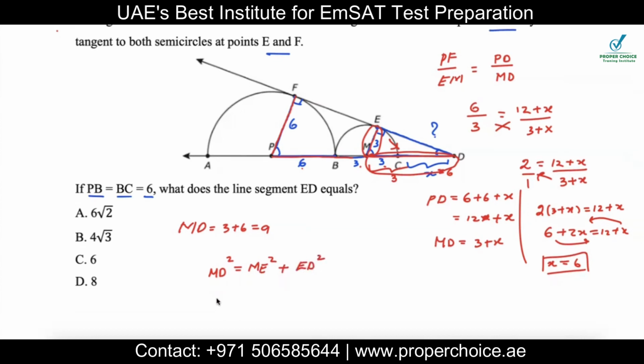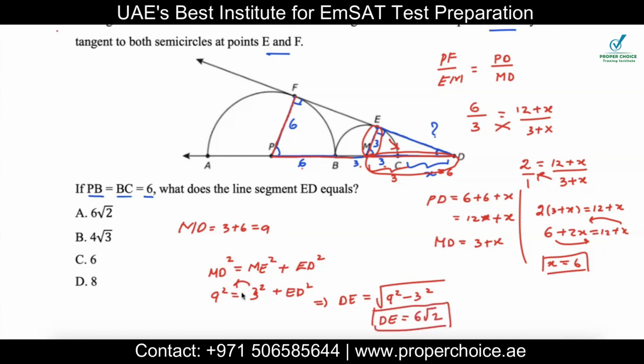So MD value is 9. 9 square is equal to 3 square plus ED square. We are asked to find the length of ED, so by rearranging, ED equals the square root of 9 square minus 3 square. Just put it in the calculator. The square root of 9 square minus 3 square gives the length of ED as 6 square root of 2, that is matching with option A. A is the right answer to this question.